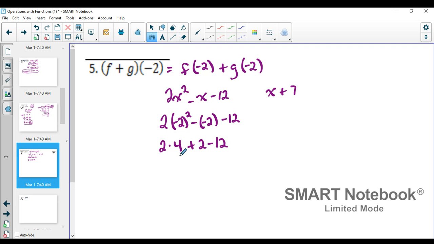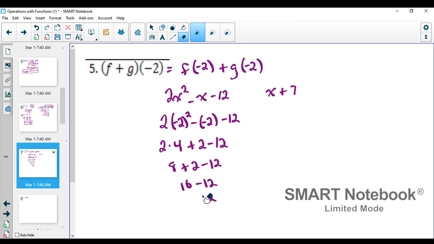And now do the multiplication. So 2 times 4 is 8. So we have 8 plus 2 minus 12. So 8 plus 2 is 10. Minus 12 is -2. Oops, -2, not -12. I was looking at one thing and trying to write another. So we have -2. And now we're going to plug -2 in for x over here. So we have -2 plus 7, which is 5.